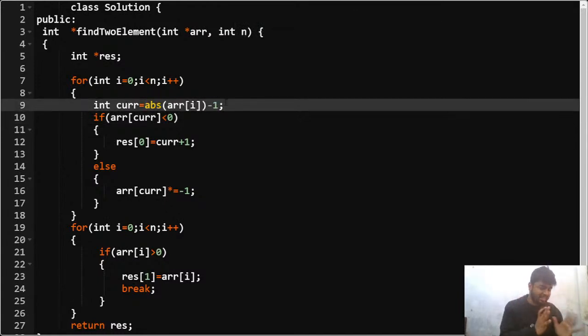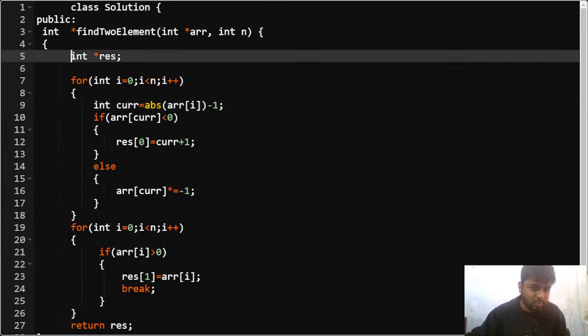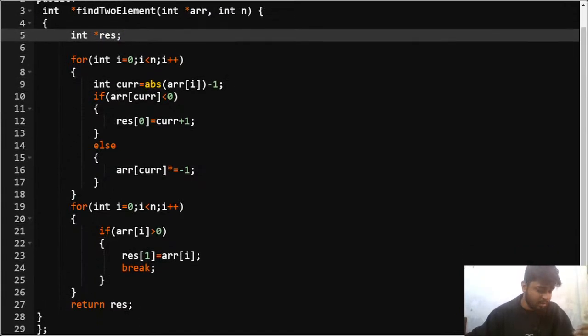Because the actual array that has been given to me is 0 based index, that's why I'll assume this, and doing a minus 1 would help. So this is the resultant array in which I'll be marking the repeating number and the missing number.